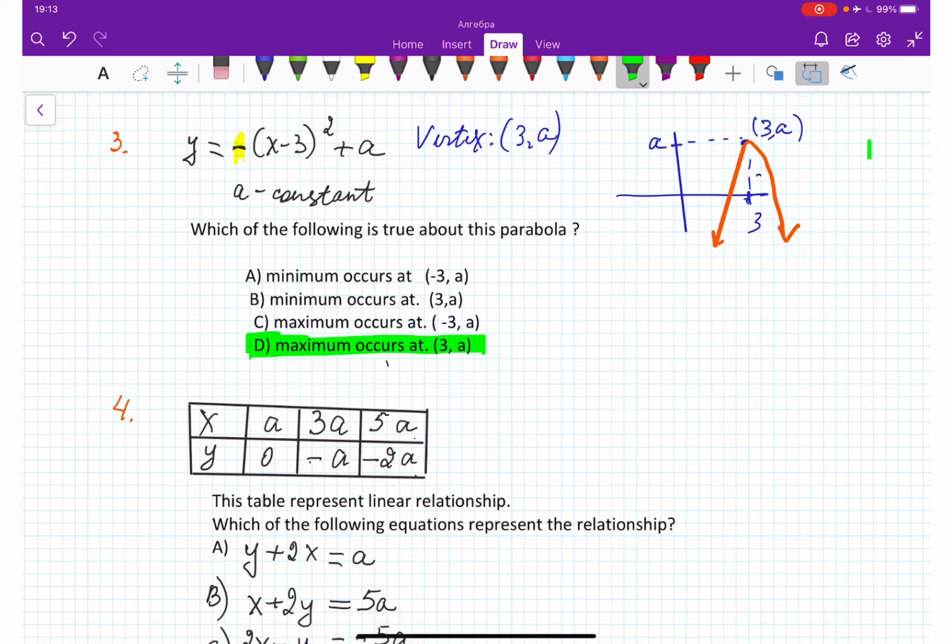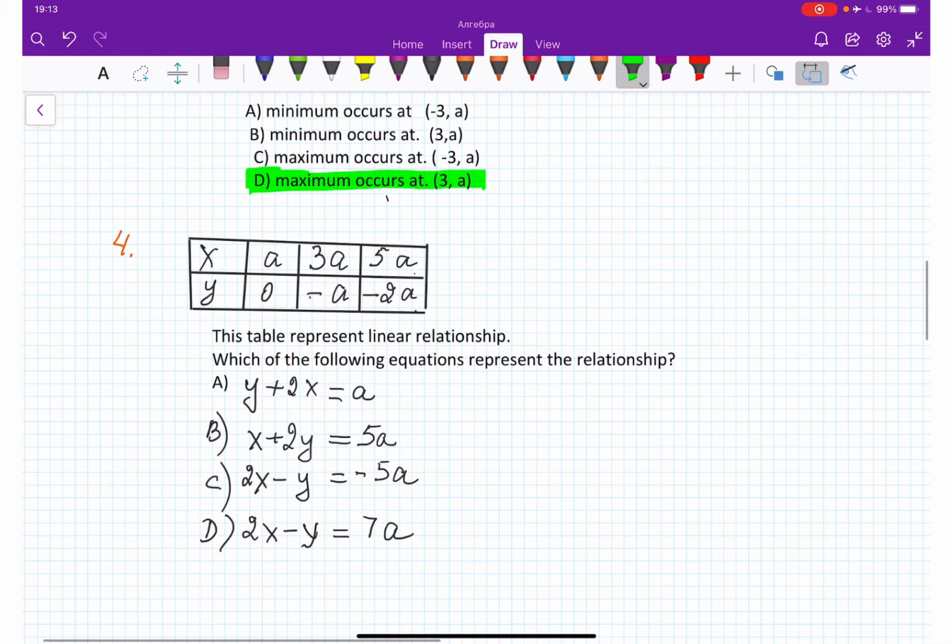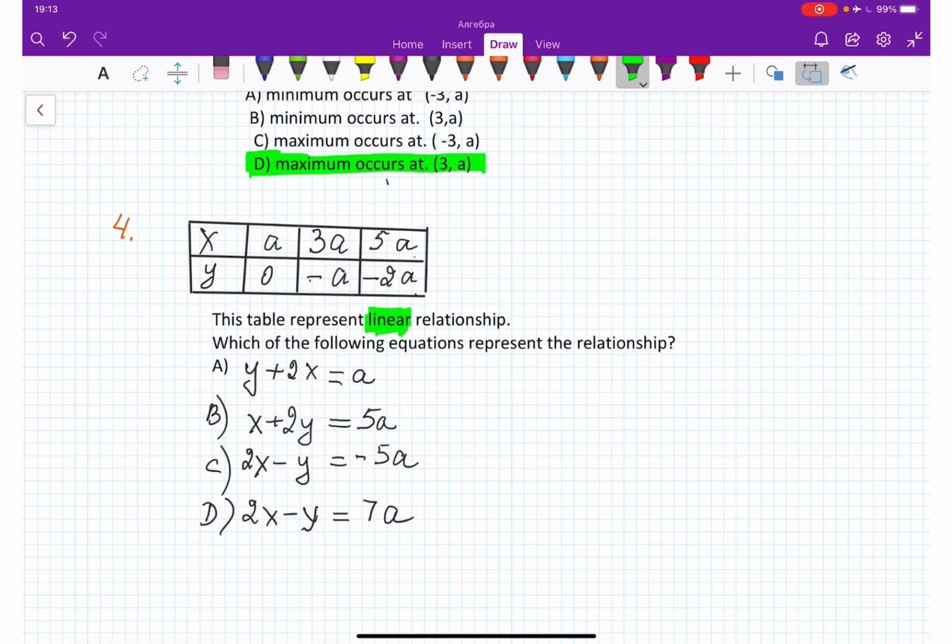Okay, question number 4. We are given a table, and the data in this table have a linear relationship, which means it represents a linear graph. Which of the following equations will represent this relationship?